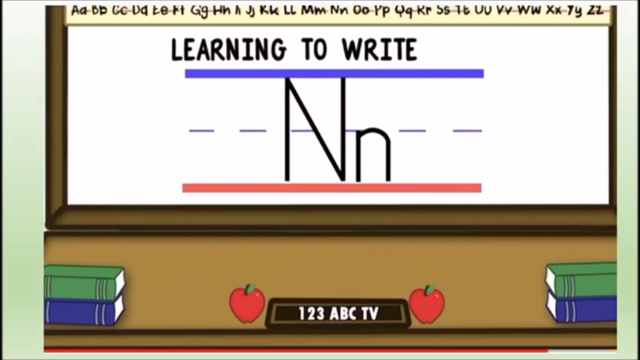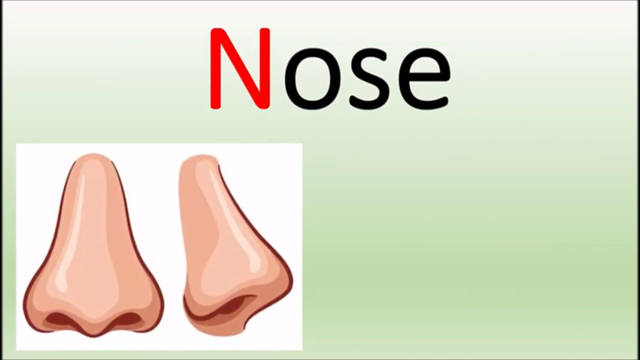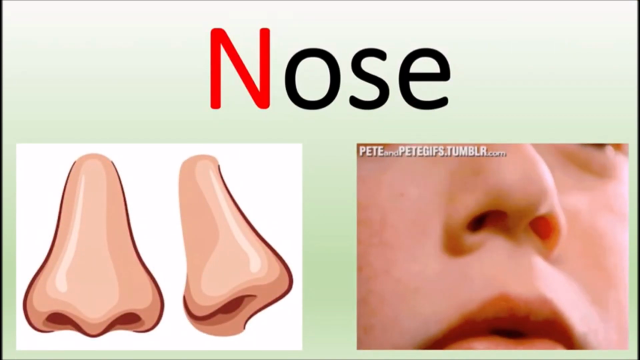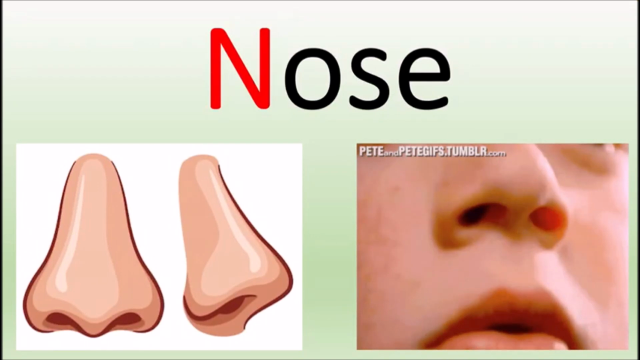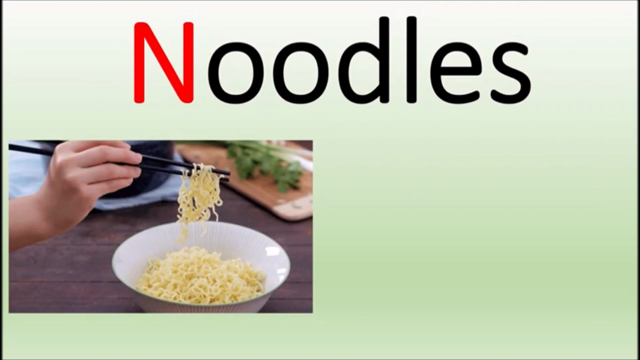Okay, very nice. Oh, N is for nose. Nose. Let's see. Nose. I can smell with my nose. And for yummy in my tummy, noodles. Noodles. I like noodles.